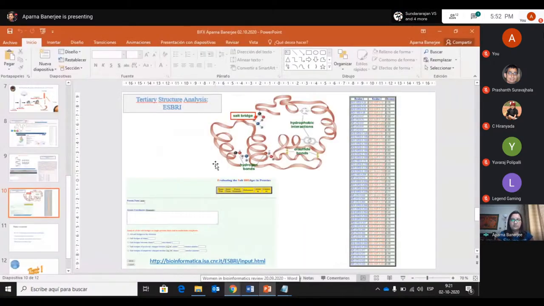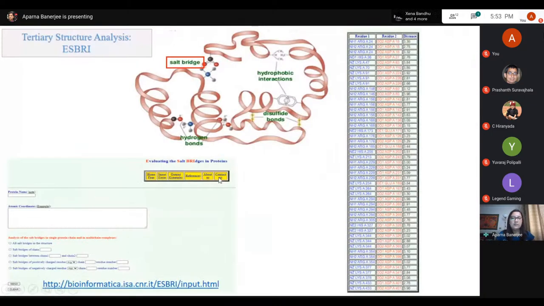And this is what we have shown here, the tertiary structure analysis tool through ESBRI. And this is how the ESBRI platform looks, and the link here, and then how the residues look relative to one another.